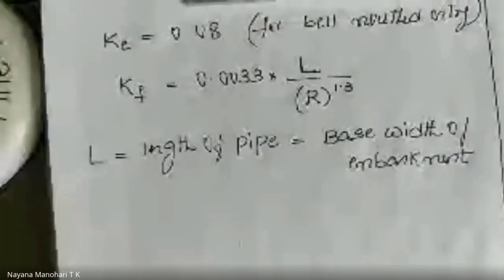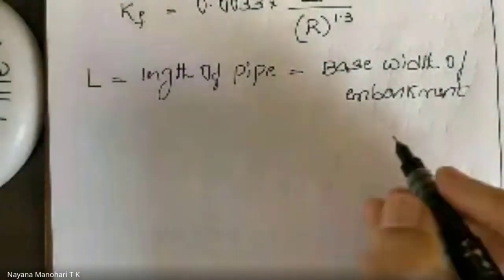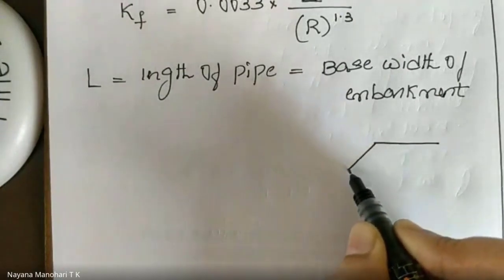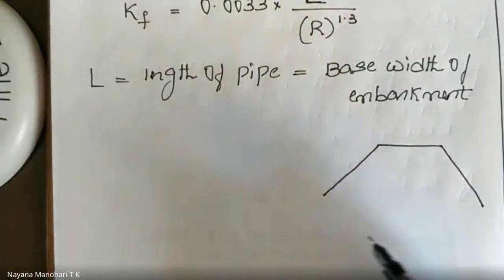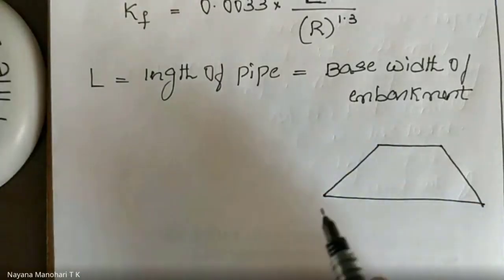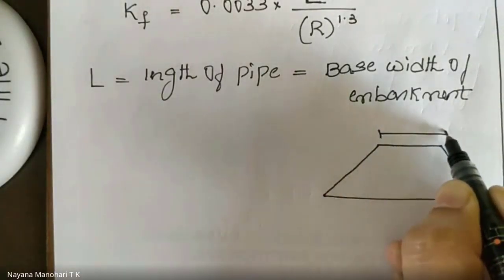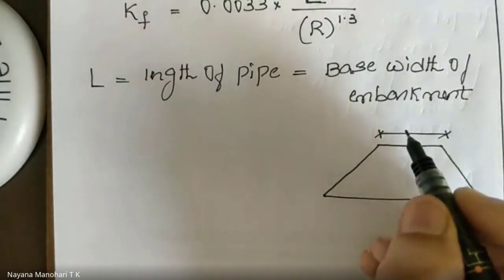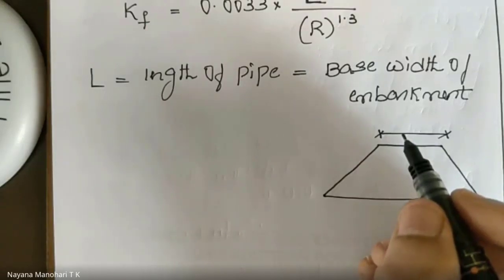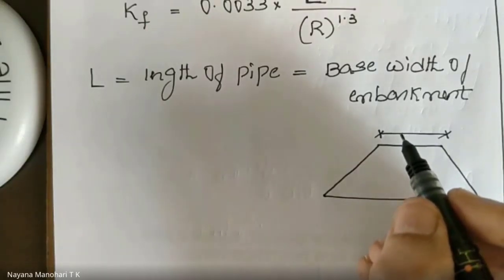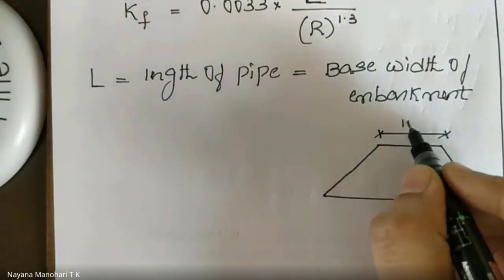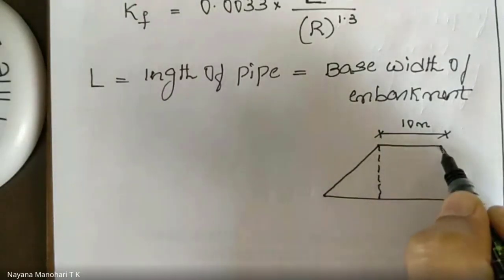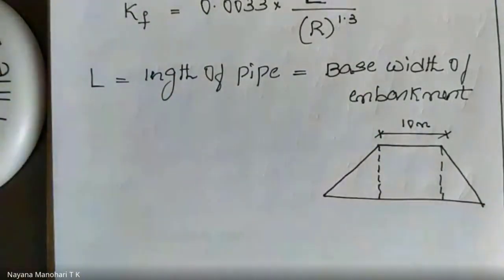Okay, how to calculate the base width of the embankment? You know that the cross section of the road will be in the shape of a trapezoid. What will be the width? The formation width they have given is 10 meter, the formation width of the road. The cross section of the embankment is in the shape of a trapezoid.